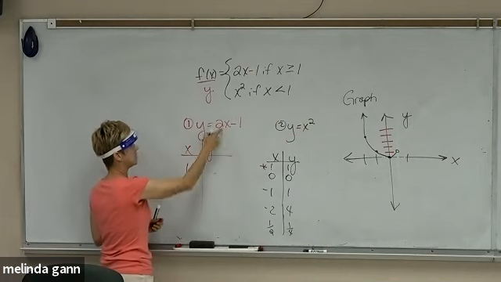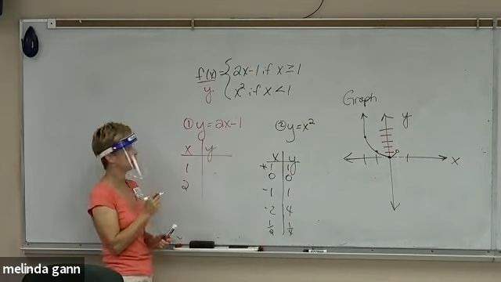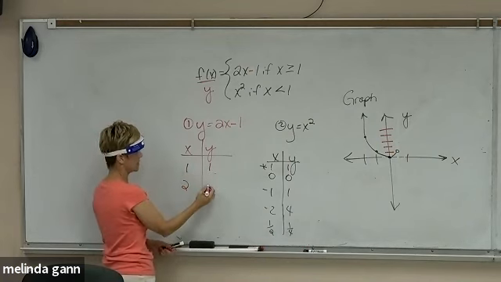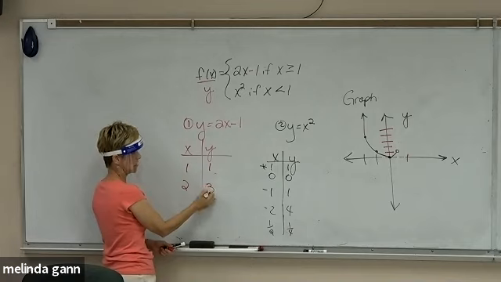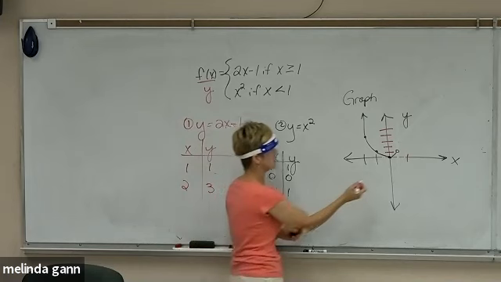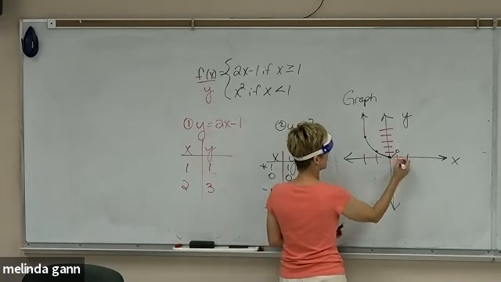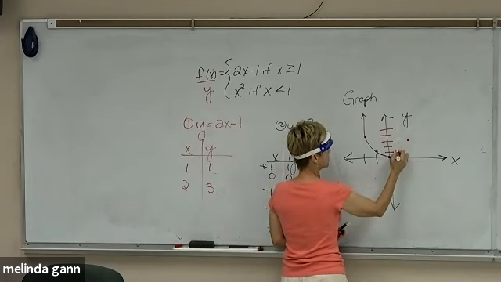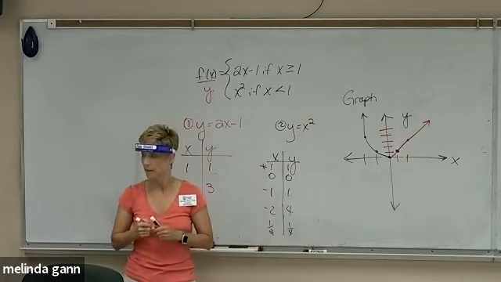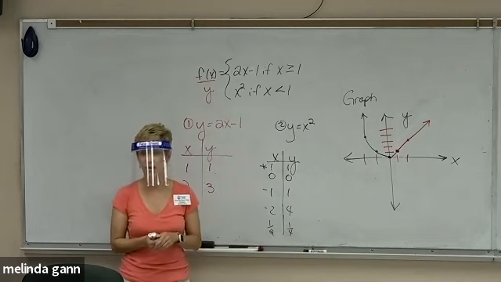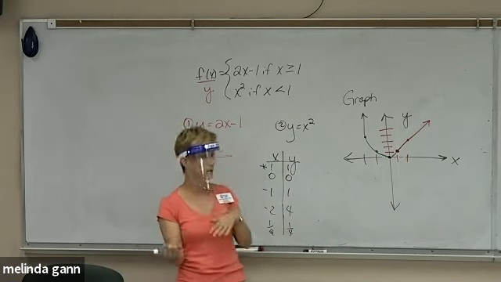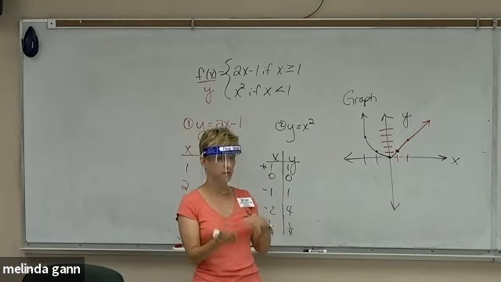what would happen when I plugged in a 1? I'd get 1, wouldn't I? When I plugged in a 2, wouldn't I get what? 3. So when I went to do (1, 1), does everybody understand? And I did (2, 3), wouldn't my closed hole get filled in right there? So just because it's a piecewise function doesn't mean they're always going to be disconnected. Sometimes they're connected and sometimes what? They're not. It varies from problem to problem.